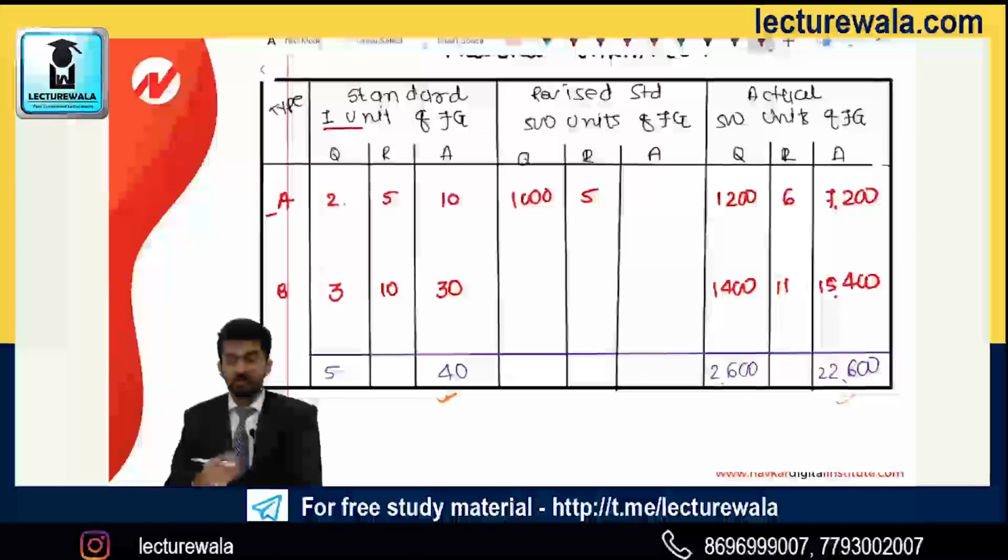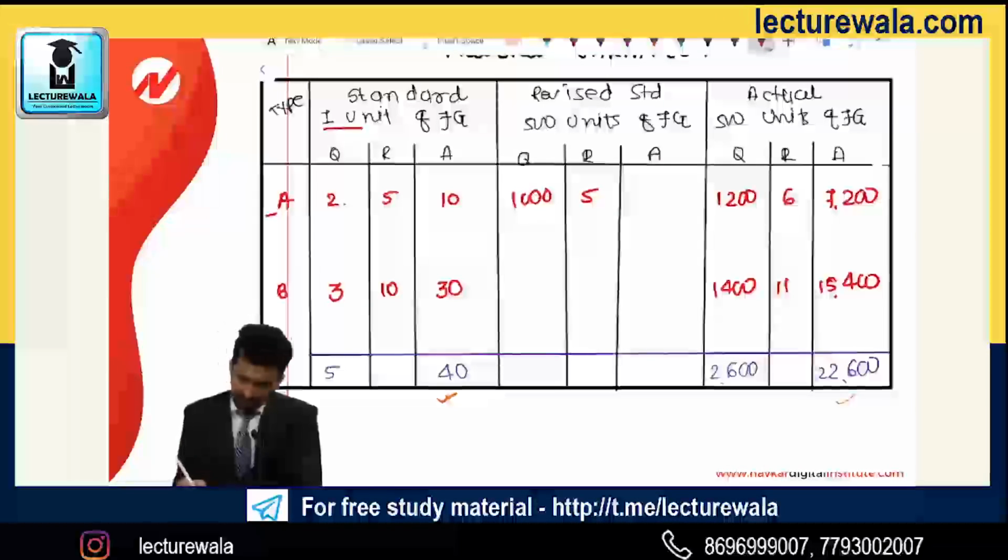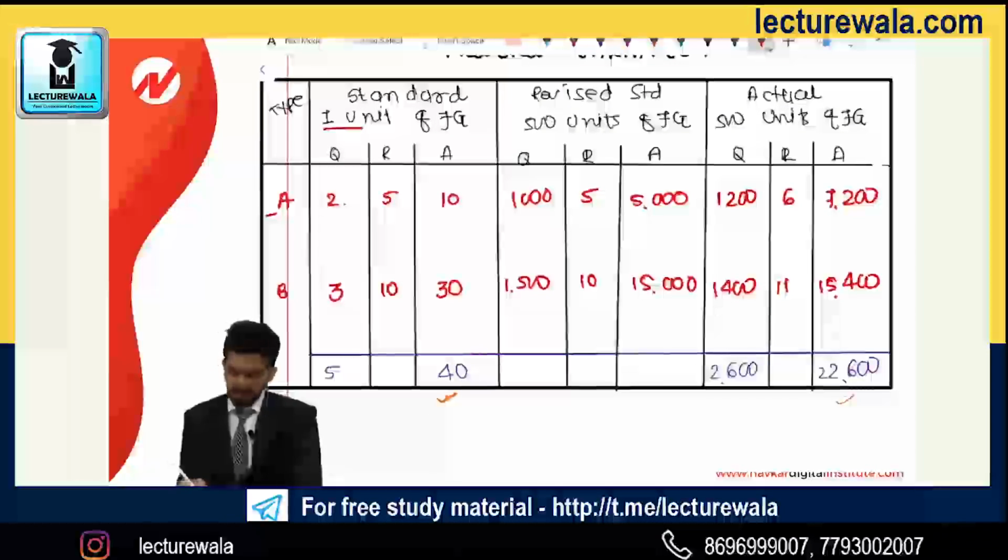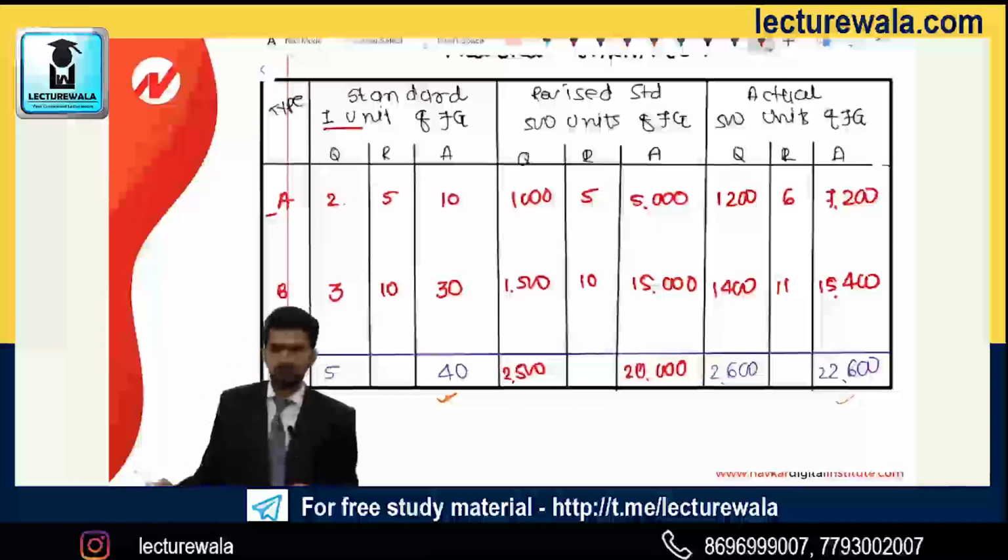Price will remain the same. Please don't be mischievous, don't multiply that also with 500. The price per kg is going to be 5 only, and that is 5000. Then 1500 at 10, and you get 15,000. So we have got 5000 and 15,000, total 20,000. Now this will become comparable, right?